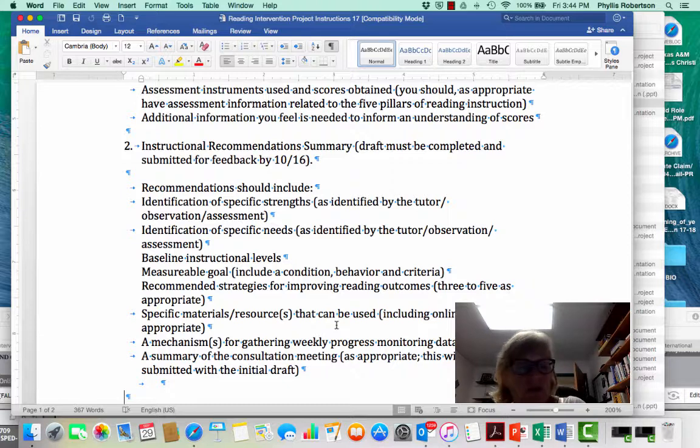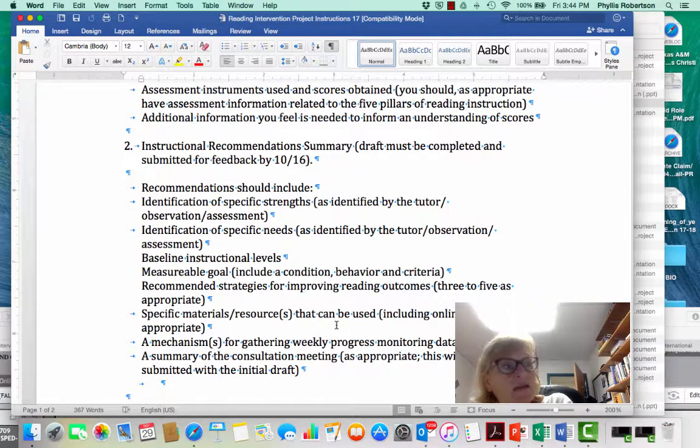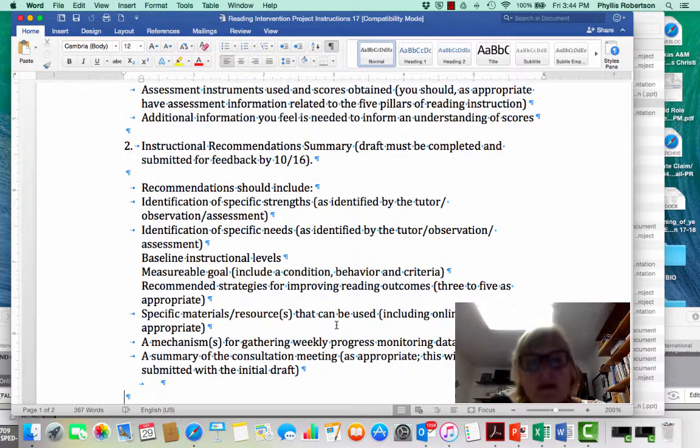The behavior, so what that knowledge or skill is and how the student is to demonstrate it, and a criteria, so how you're going to know when the student has successfully met that particular goal. We can talk about that as well. That's something that all special educators have to do, is to be able to write a clear, concise, and measurable goal. And then you're going to recommend strategies for improving reading outcomes related to that goal.